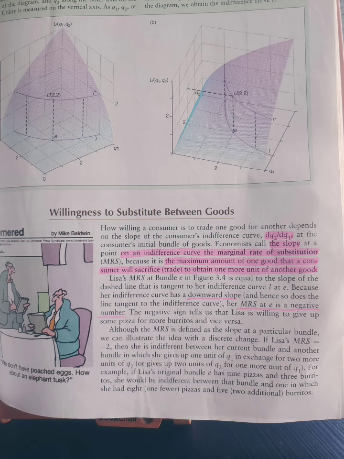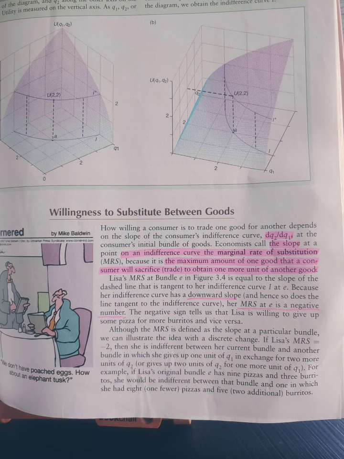Economists call the slope at a point on an indifference curve the marginal rate of substitution, MRS, because it is the maximum amount of one good that a consumer will sacrifice or trade to obtain one more unit of another good.